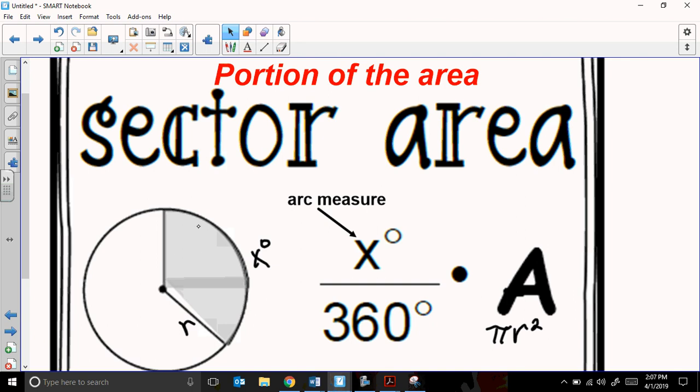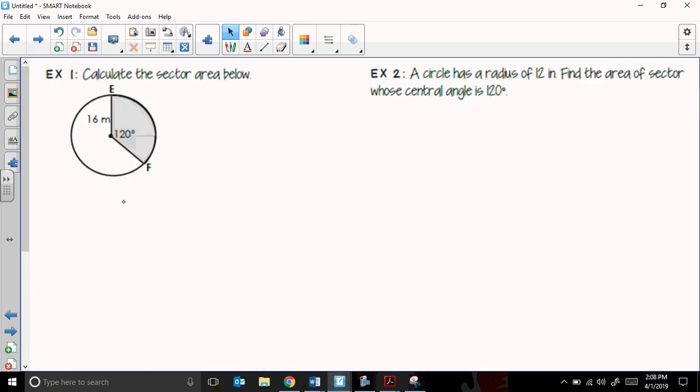And so the shaded region is what we are looking for. That's your sector area. See how that's different than arc length, which would have been out here, just the edge of the curve. We want all this area in here. Okay, so now let's do a couple of practice problems.